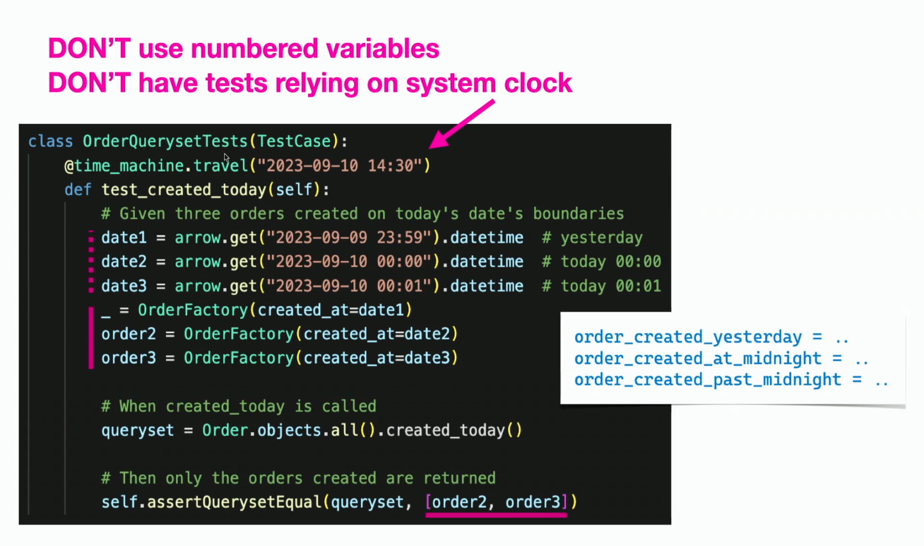In addition, I'm avoiding allowing your tests to talk to the system clock because it makes them non-deterministic. If the system clock is not frozen, your test behavior will vary depending on when they are run. Use Time Machine or a package like Time Machine or FreezeGun to freeze your date times.